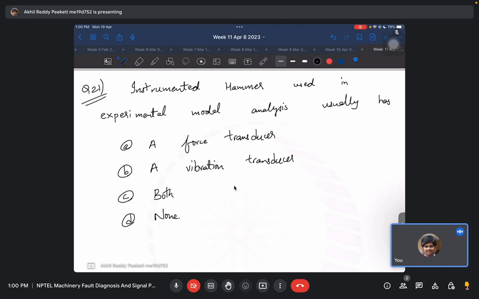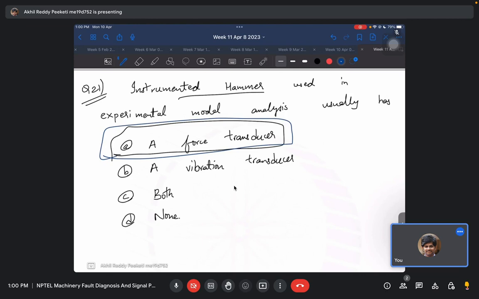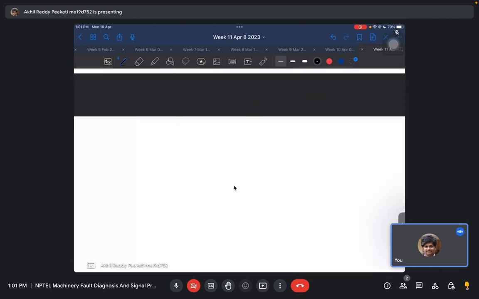The instrumented hammer usually only has a force transducer. It doesn't have a vibration transducer. So you can only measure the force using the instrumented hammer. Let's move to the next question.